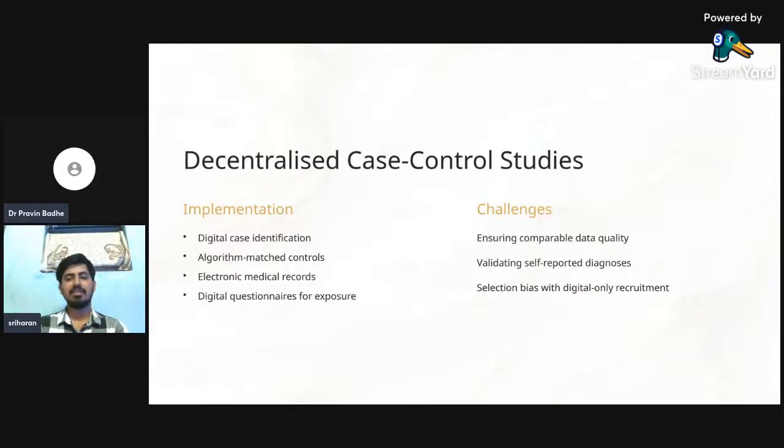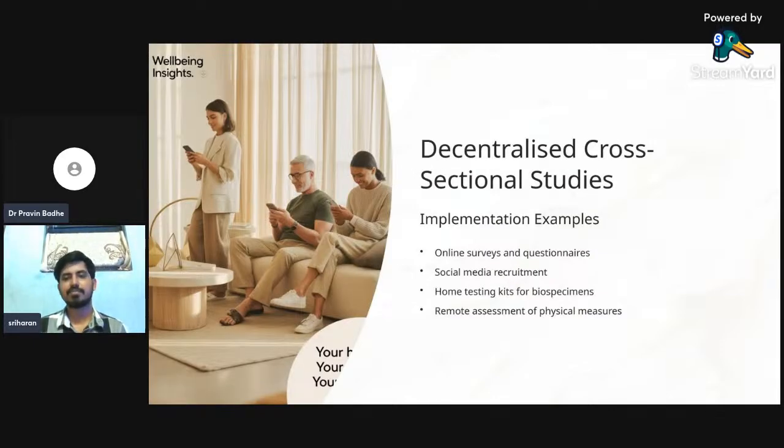What are the challenges in this study? The data can be inaccurate. Sometimes data is inaccurate because they are self-reporting, and self-reporting validation is also inaccurate, because sometimes patients report values inaccurately, which will also affect the study. So their data is also invalid. And selection bias: in all studies, selection bias takes place.